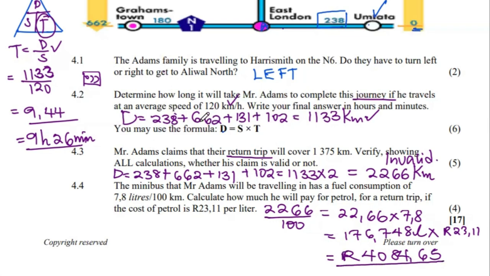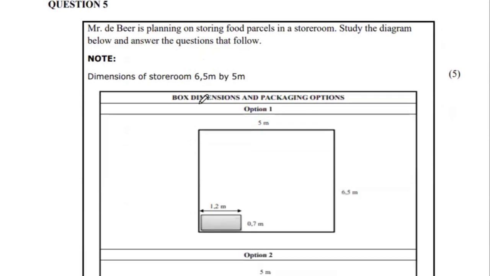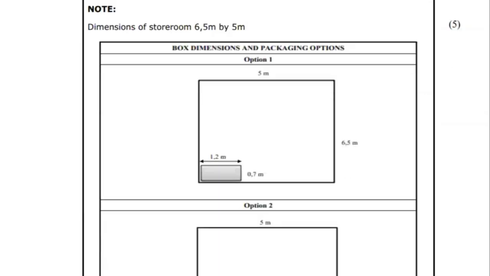All right, we go to the next question, which is question number 5. Mr. DeBay is planning on storing food parcels in a storeroom. Study the diagram below, and answer the questions that follow. The dimensions of the storeroom is 6.5 meters by 5 meters. That means this is length and this is the width. It's fine. We continue.